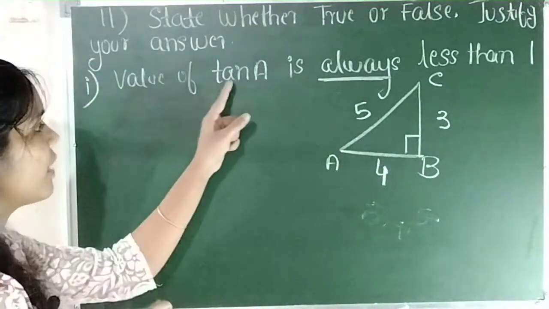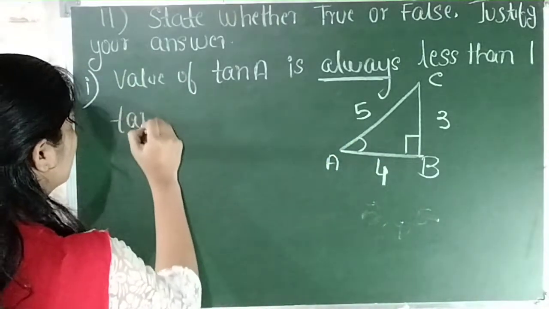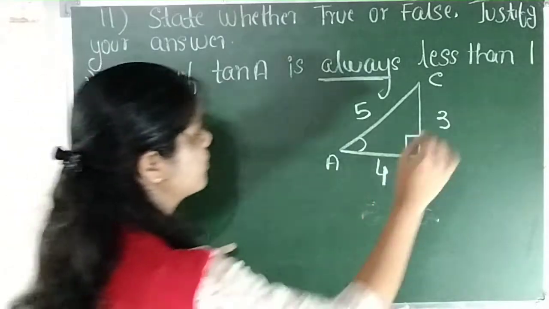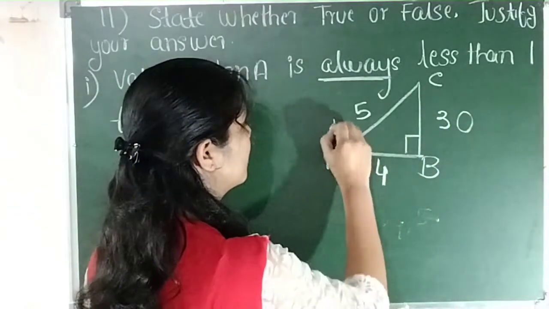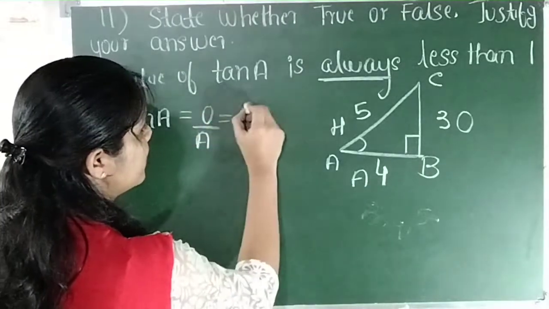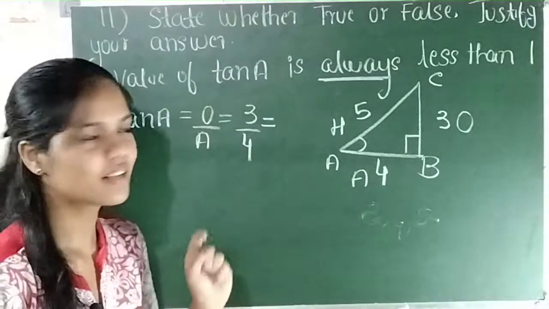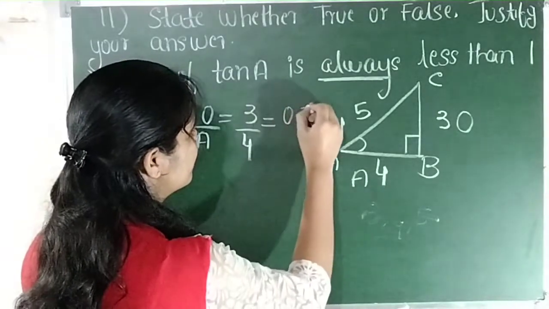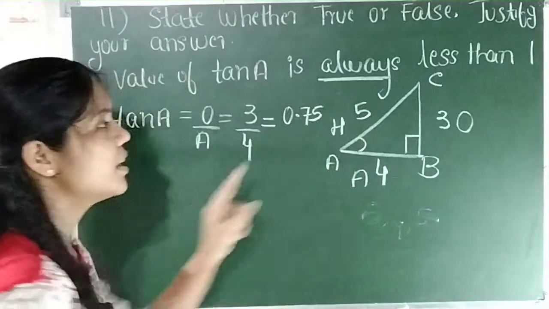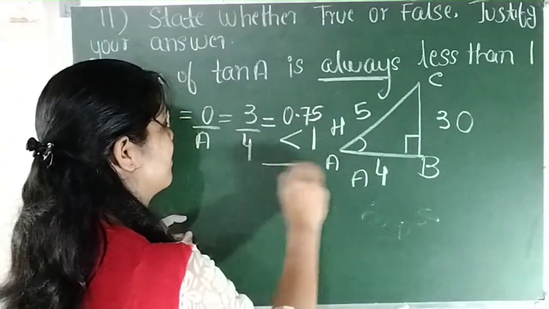Now find the value of tan A. Tan A is nothing but opposite by adjacent. 3 by 4. What is 3 by 4? 3 by 4 is 0.75. 0.75 is less than 1.